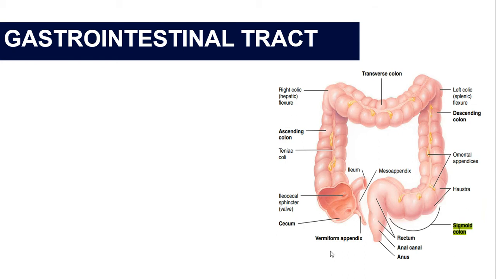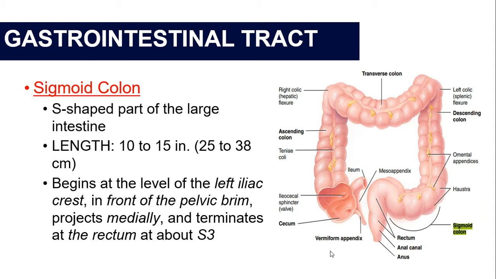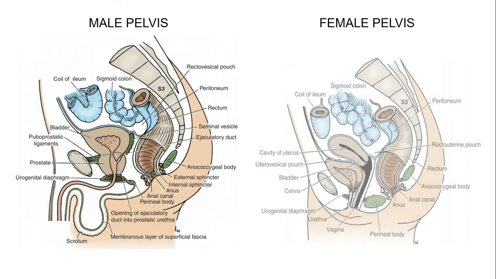Again, in your pelvic cavity, we have the GIT, and the first one is your sigmoid colon. Our sigmoid colon is an S-shaped part of the large intestine, and its length reaches about 10 to 15 inches or 25 to 38 centimeters. It begins at the level of the left iliac crest in front of the pelvic brim. From here, it projects medially and terminates at the rectum at about S3, the third sacral vertebra. So here is the difference between the male pelvis and the female pelvis.